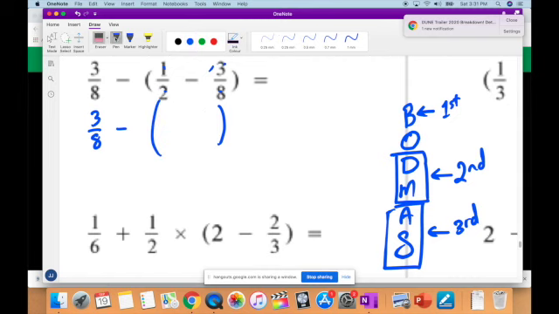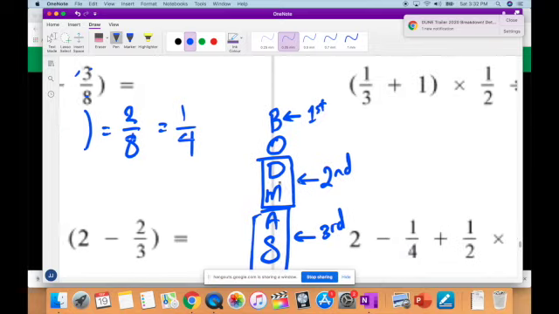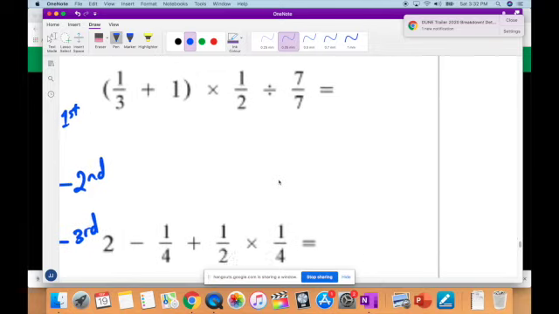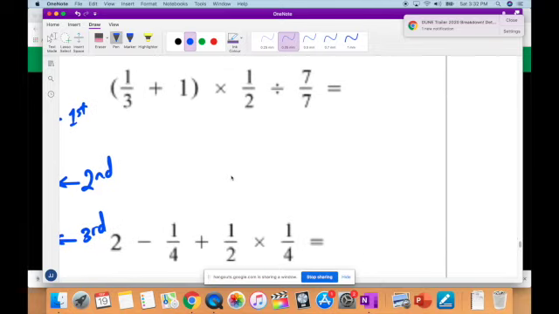So this answer here is 2 over 16, which is actually 1 over 8. So in the brackets, this works out to be 1 over 8. So the problem is really 3 over 8 minus 1 over 8, which is 2 over 8, which is 1 over 4. Nice. And we're going across. So what to do with this one now? What do I have to do first?